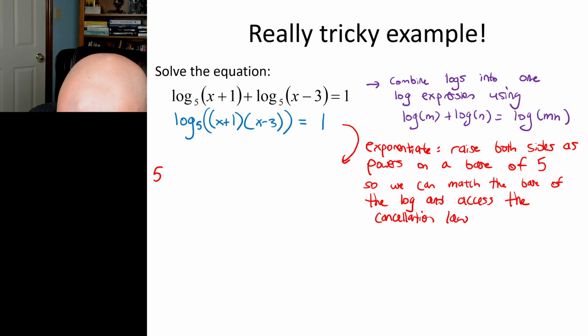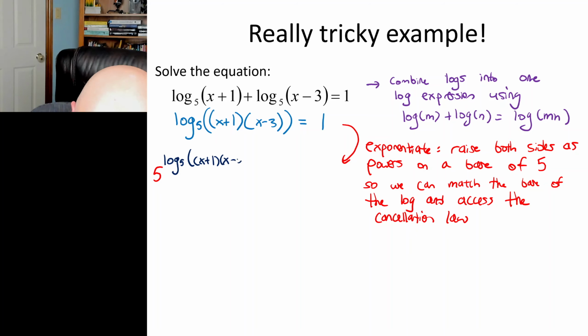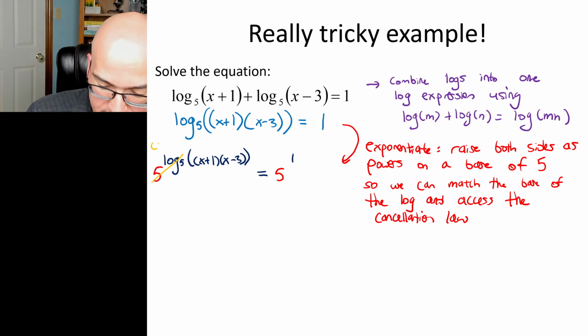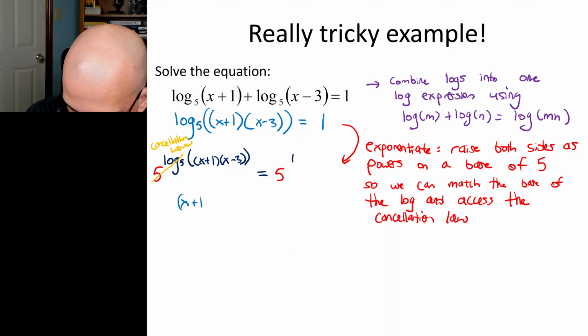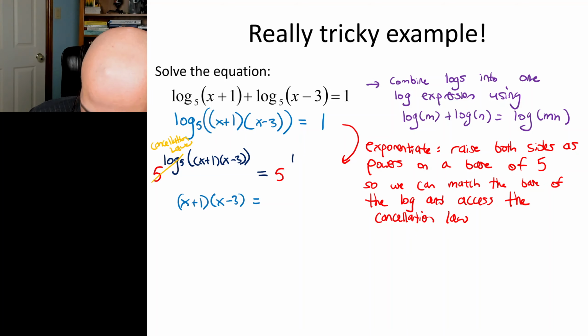So 5 to the power of the left side is equal to 5 to the power of the right side. 5 to the power of log base 5 of x plus 1 times x minus 3 equals 5 to the power of 1. On the left side, we get a cancellation. That was the whole point. That was the goal. We want a cancellation law. On the right side, we just get 5 to the power of 1, which is 5. So x plus 1 times x minus 3 is equal to 5.